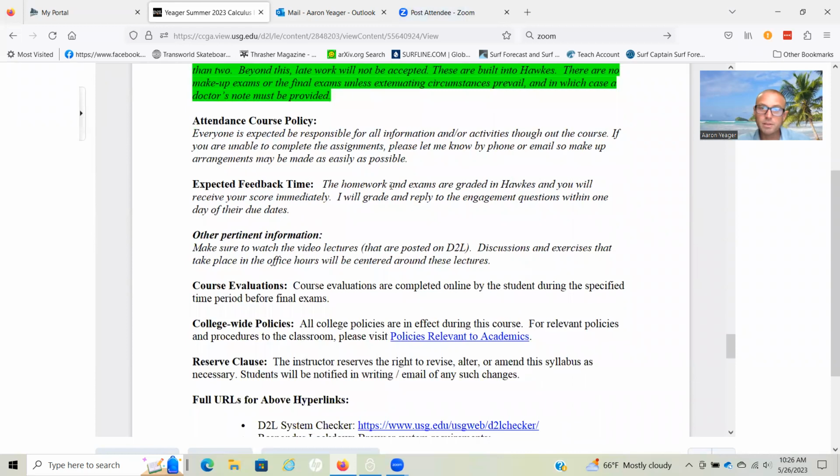The exams and the homework are graded immediately through Hawks, so you'll know exactly what your score is. Say when you take the exam on the first attempt, if you didn't like your score, it'll show you that you can take it again. I'll grade and reply to the engagement questions personally, within at least 1 day of their due date.